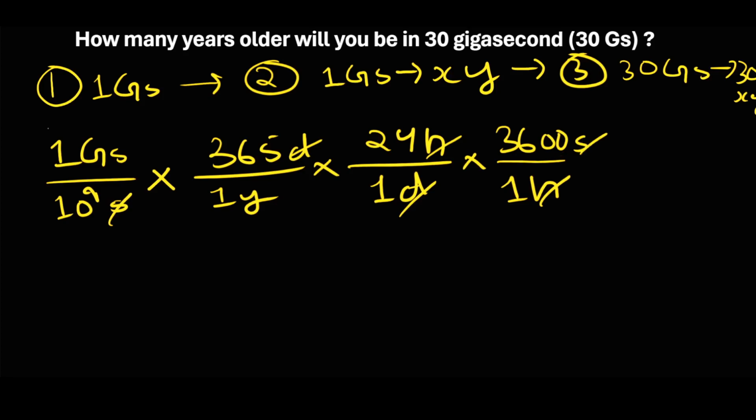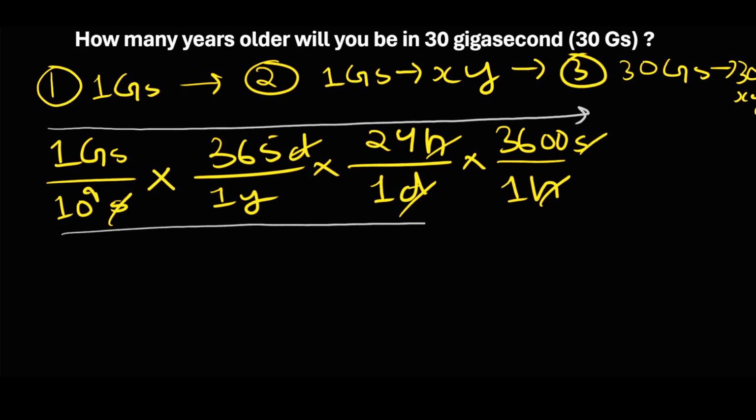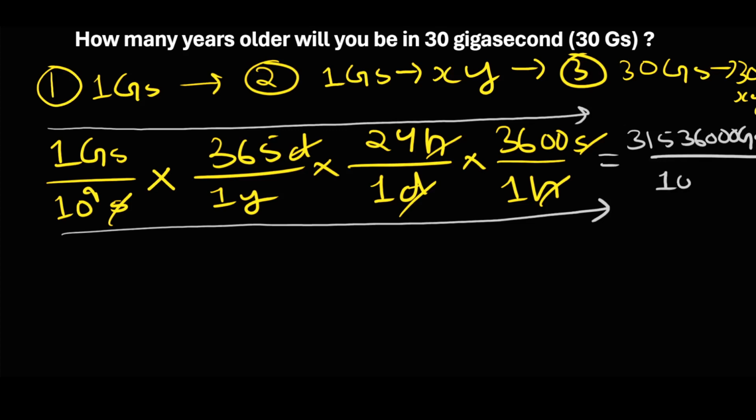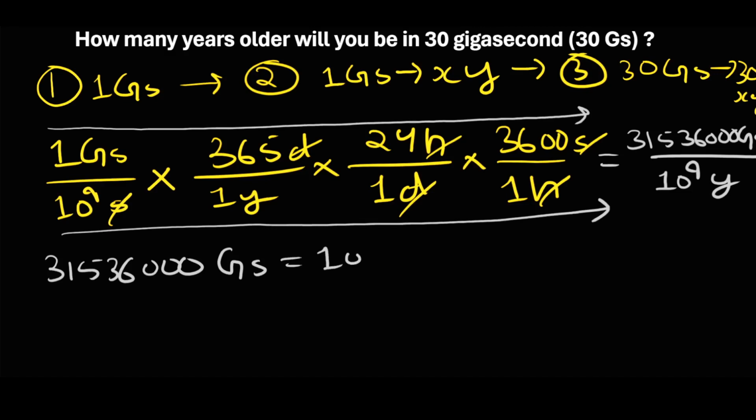Now let's multiply across. Let's multiply all the numerators and all the denominators, and we'll get how many gigaseconds there are in a year. If I multiply all the numerators, I will get 31,536,000 gigaseconds are there in 10 to the 9 years.